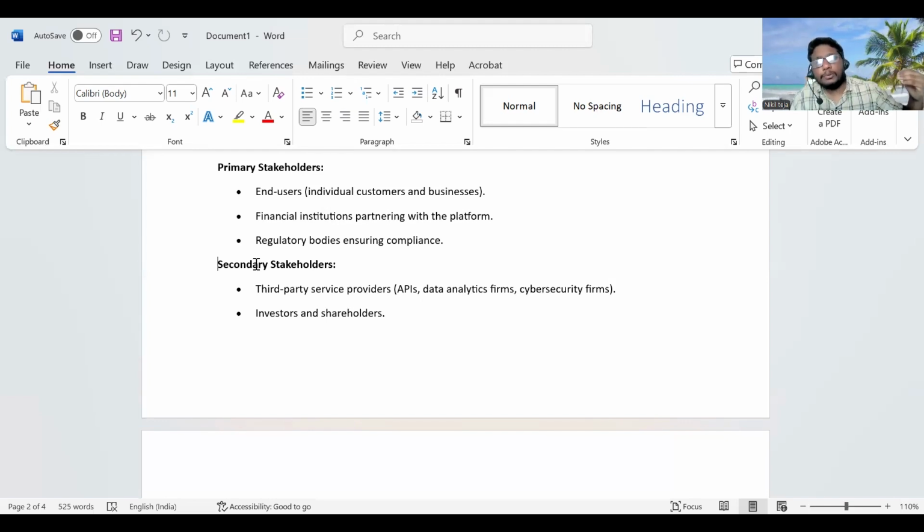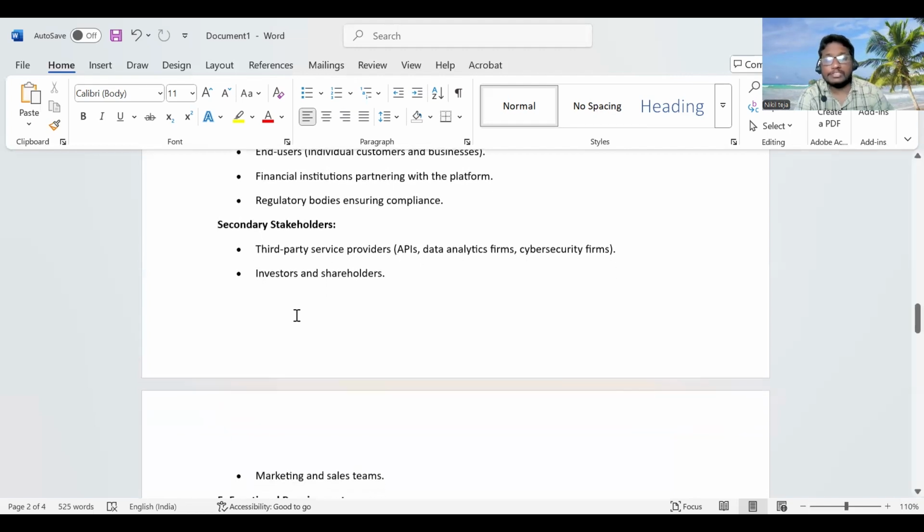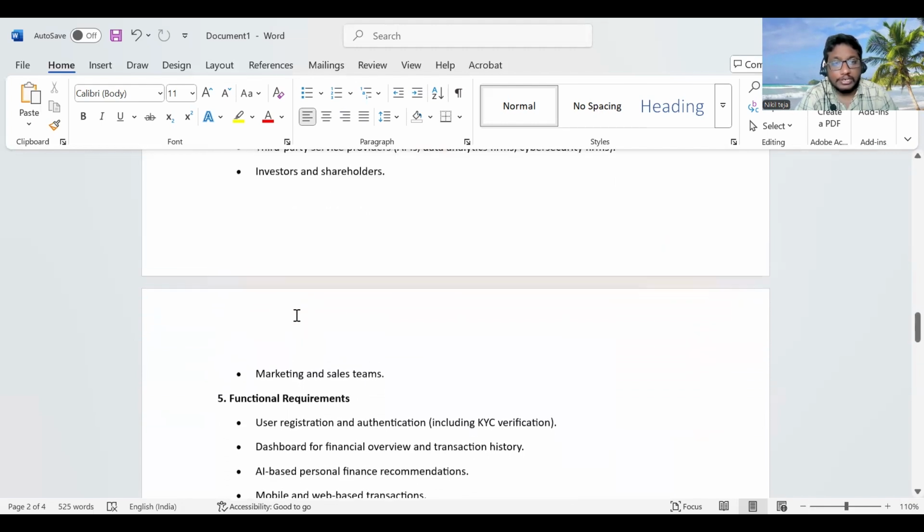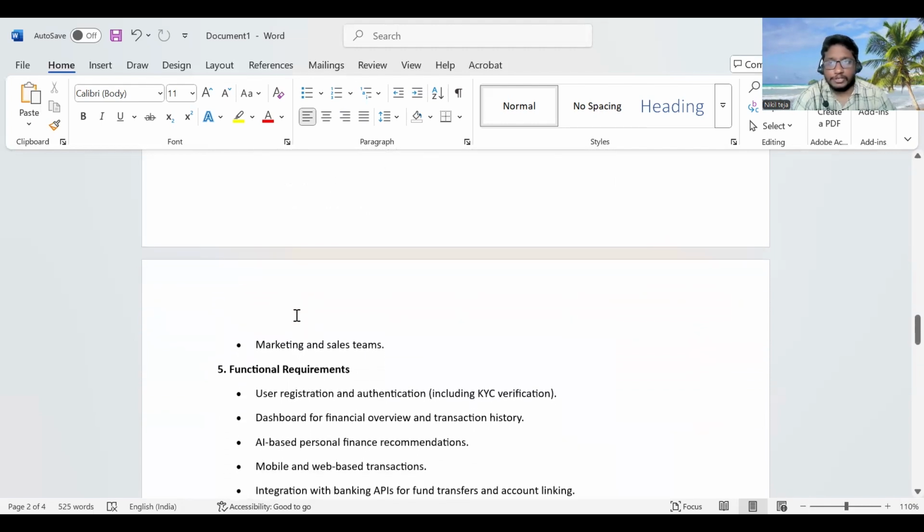Primary stakeholders are the ones who will be working on the front end of the app. Investors and stakeholders. Investors and stakeholders are shareholders, not stakeholders. And the marketing and sales team. They will also be working on the back end.